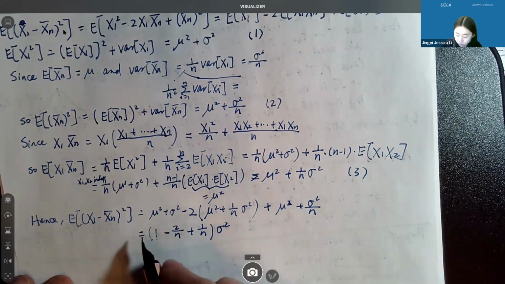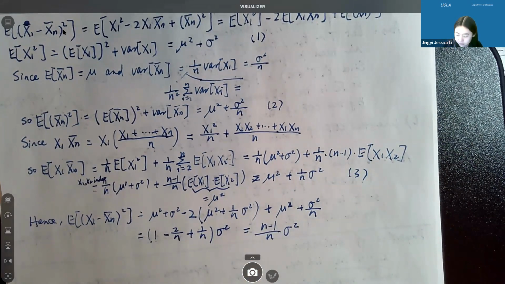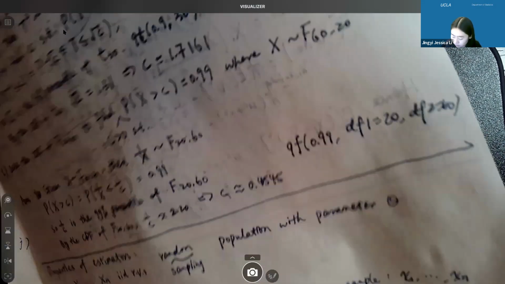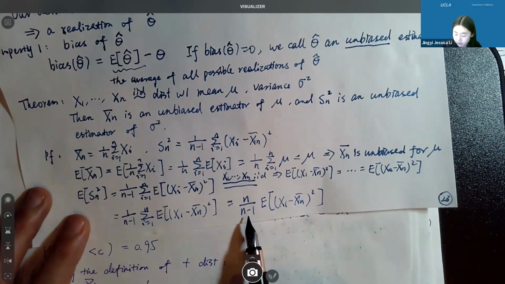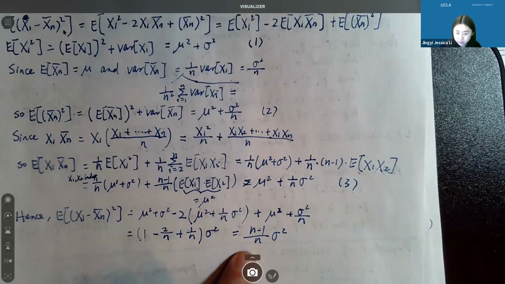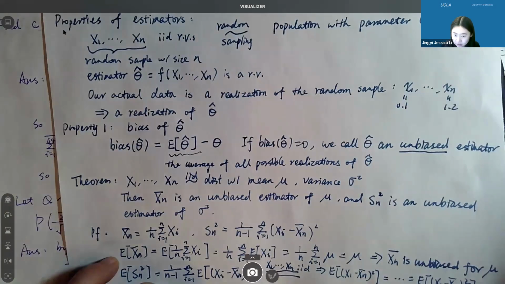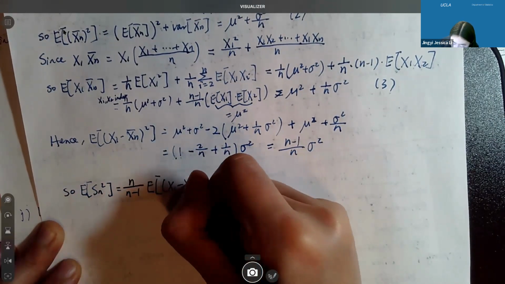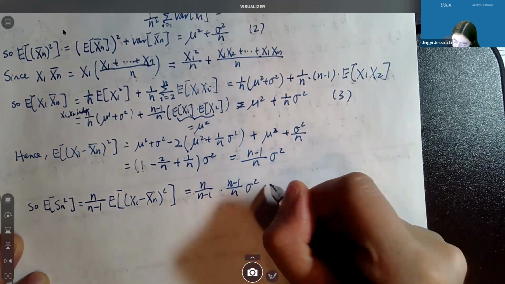All right, so what do I have? I have 1 minus 1 over n, which is n minus 1 over n sigma squared. That's what I have. So now you can see that this is just the expectation of x1 minus xn bar squared. Moving back to the expectation of Sn squared, what I have down here is n over n minus 1 times this term, and I just told you this term is equal to n minus 1 over n sigma squared. So n over n minus 1 times n minus 1 over n sigma squared gives me sigma squared.